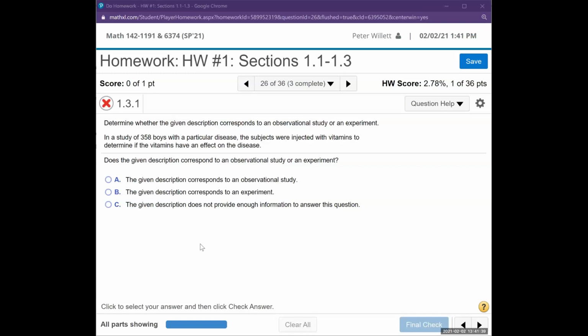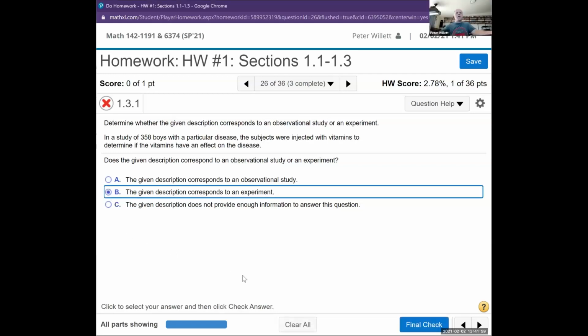It's an experiment because they're applying a treatment to a certain group. Okay, anybody else share that opinion or have a different opinion, wants to discuss it? So which choice would that be here from what you just said, A, B, or C? B. B. And so as we are seeing on our homeworks, as you're doing your homework, you can check your answer.